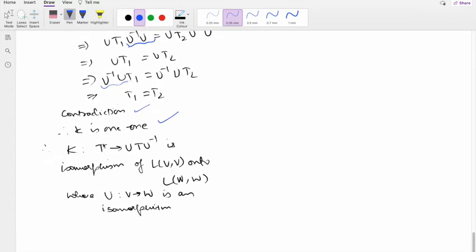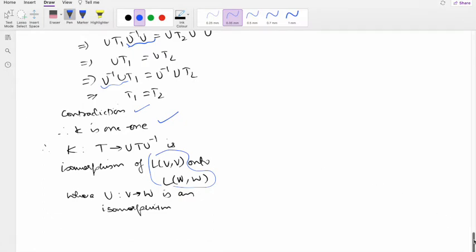and therefore K defined in this format, right? So which takes a transformation that is operating on the vector space V, and taking it to a transformation which is defined as UTU inverse, is an isomorphism between these two vector spaces, right?